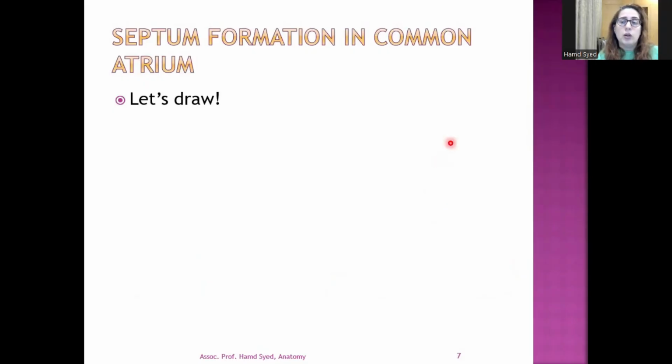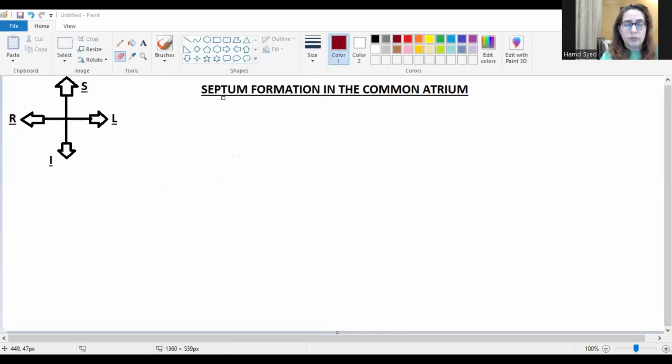Now I'm going to draw in a detailed stepwise fashion the processes which are responsible for the septum formation in the common atrium. Okay, so remember that at the end of the fourth week of development, we have a common atrium. Now, this is the compass over here. This is just for an orientation of the direction, to give you an idea of right, left, superior, and inferior.